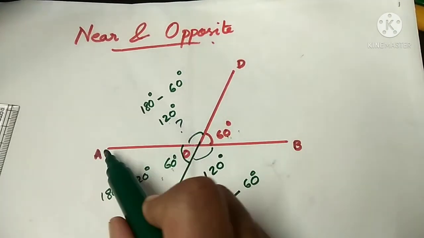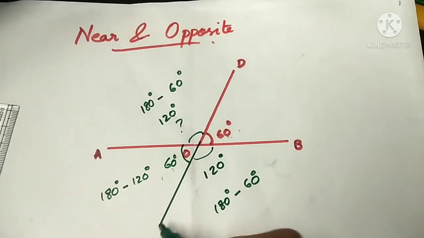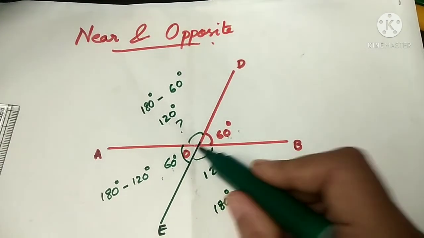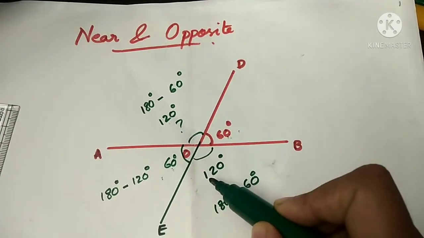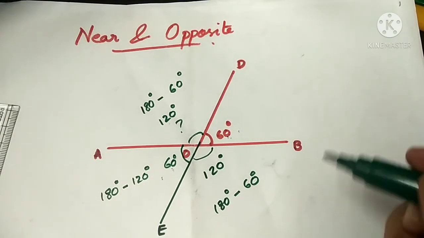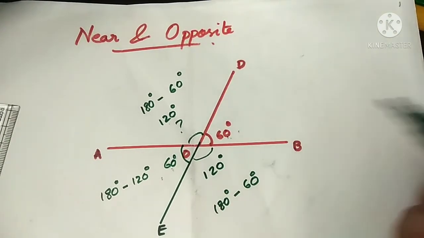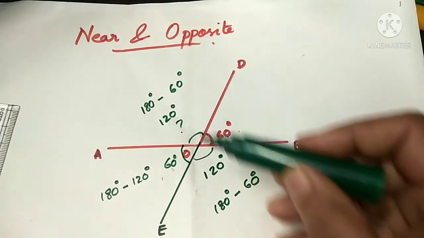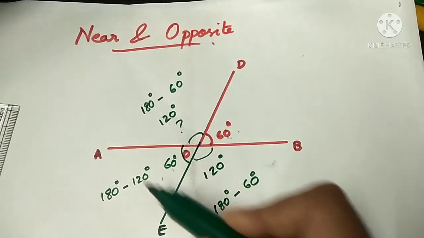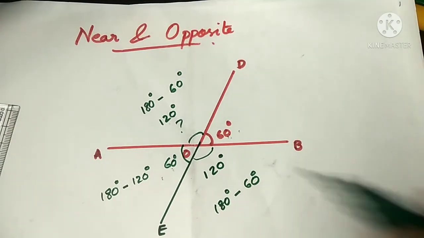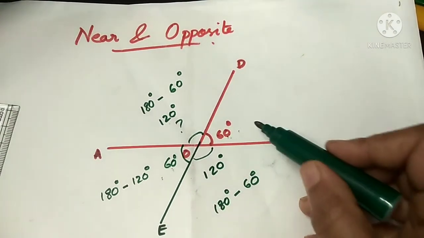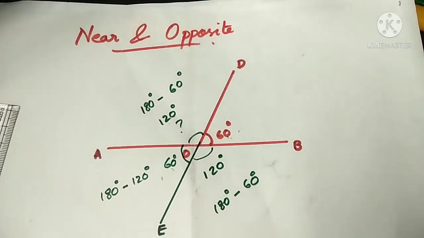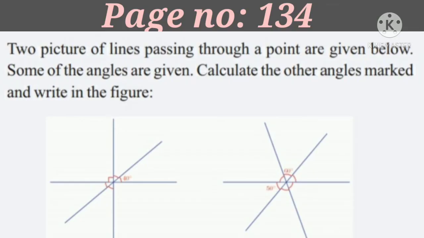Coming to these two angles, angle AOD and, let this angle be E, angle EOB is 120 degrees. These two angles are equal, 120 degrees, 120 degrees. So we can say that the sum of the nearby angles will give 180 degrees and the opposite angles are equal when two lines intersect each other. I repeat, when two lines intersect each other, opposite angles are equal and the sum of the nearby angles gives 180 degrees. Now let's do a question on page number 134.